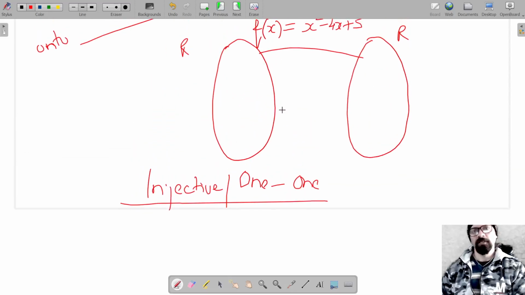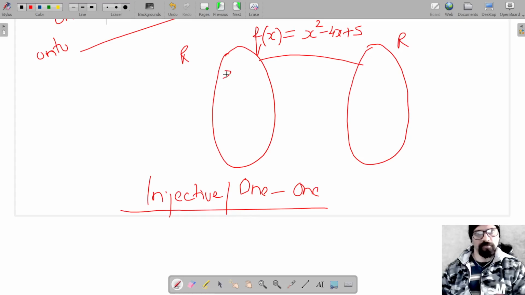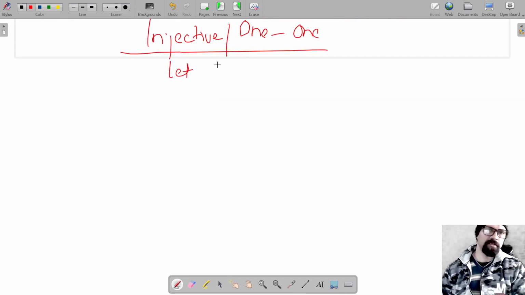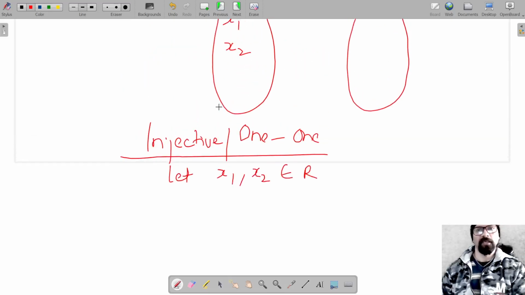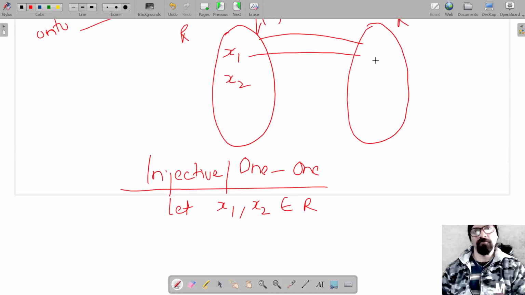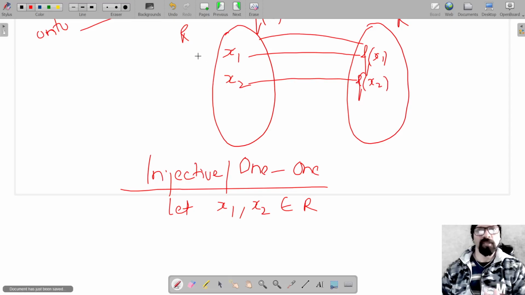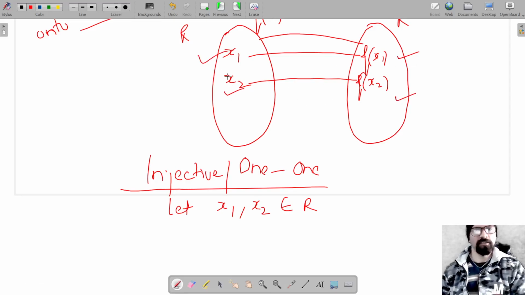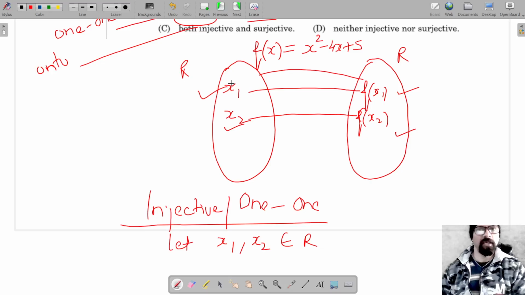For this, I'm going to take two elements in the real numbers, that is the domain. So let x1 and x2 be two real numbers that belong to the domain R, and let's say the image of x1 is f of x1 and the image of x2 is f of x2. If x1 and x2 have different images f of x1 and f of x2, then this function is an injective function.